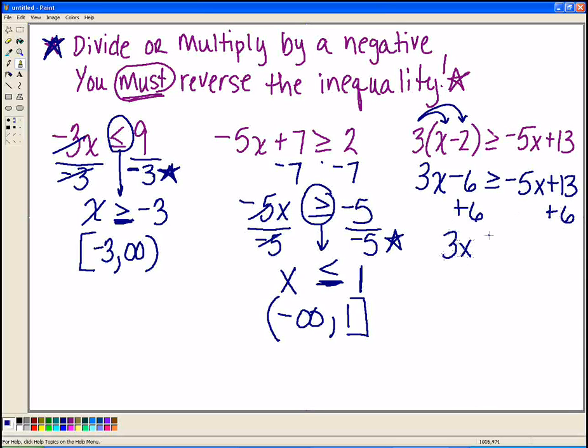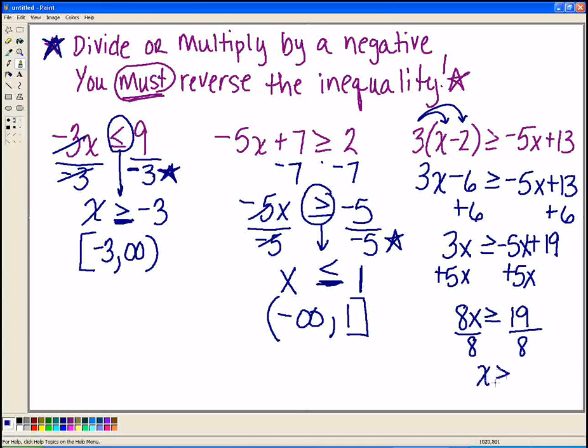I get 3x greater than or equal to minus 5x plus 19. And now to get my variables on the other side, I'll add 5x to both sides. So I'm left with 8x is greater than or equal to 19. And for my last step, I'll divide each side by 8 and get that x is greater than or equal to 19 over 8. Why didn't I reverse my sign? Well, I divided by a positive number. I only reverse my sign when I divide or multiply by a negative number. Okay? So please keep that in mind.